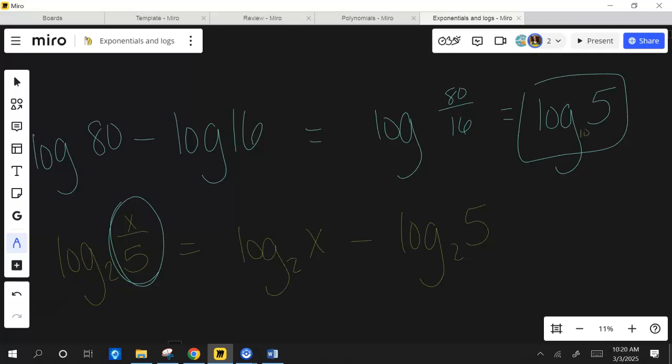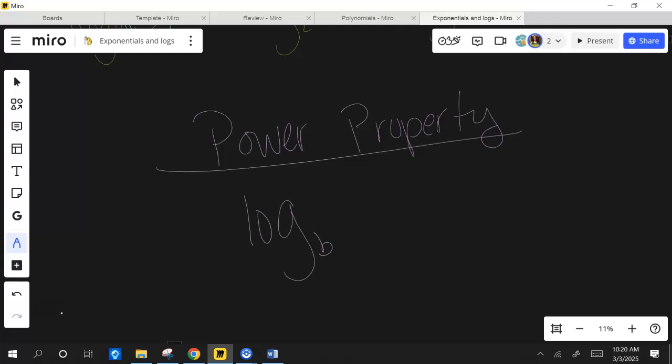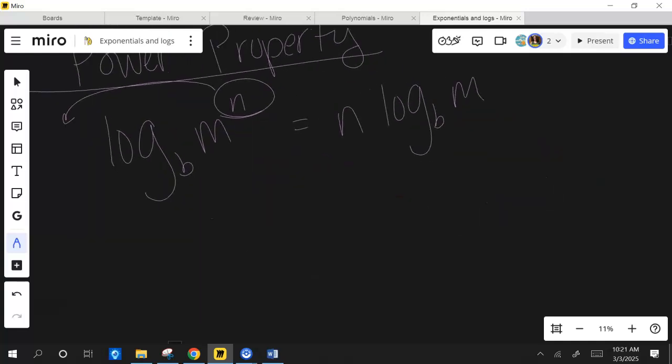All right, last one's the best one, I think. Power property. This is everybody's favorite because it's so easy. This is where the exponent comes around to the front and multiplies. Y'all remember that? Again, expand goes this way, condense goes this way.